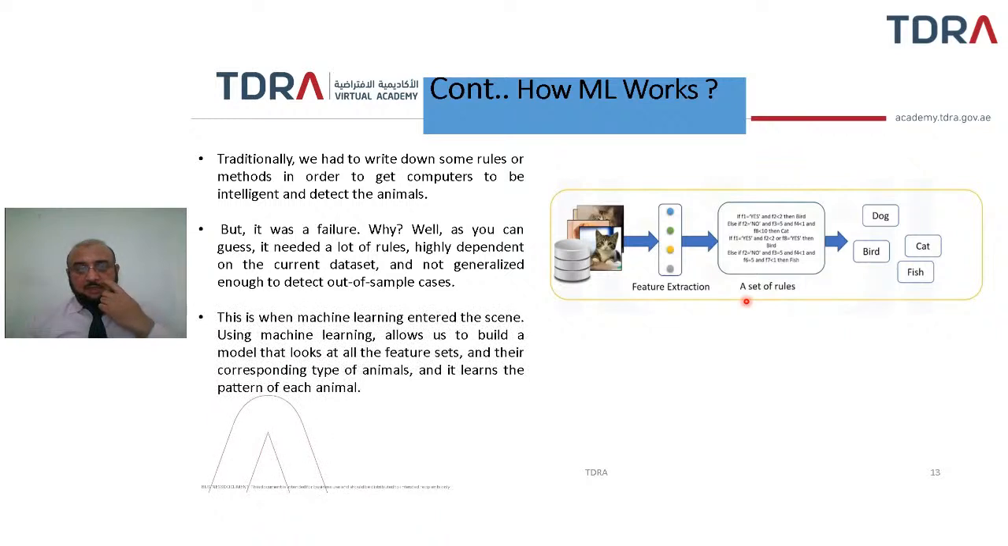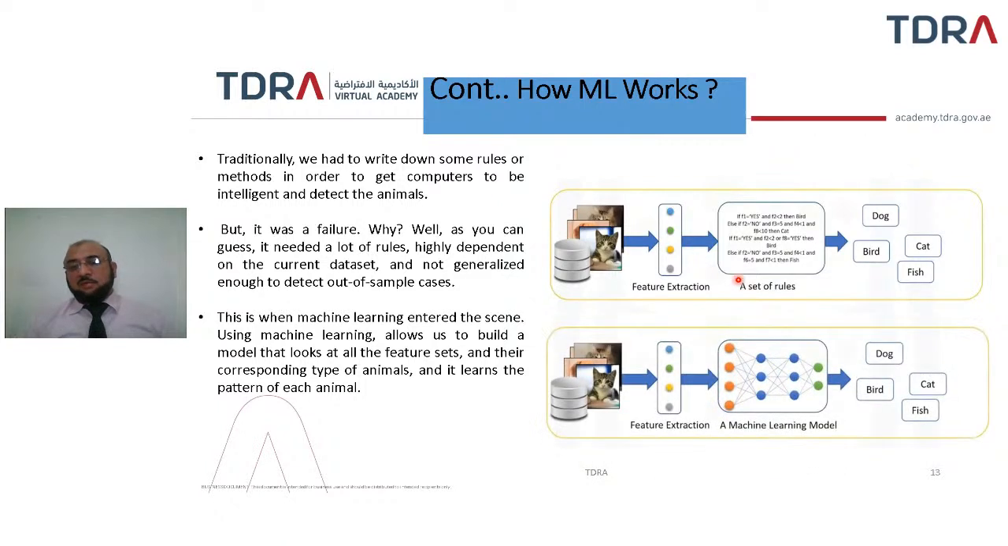So this is when machine learning entered the scene. Using machine learning allows us to build a model that looks at all the feature sets and their corresponding types of animals, and it learns the pattern of each animal. Here, we provide the data set to the machine learning model, and then we provide the sample, and the model will learn by comparing and analyzing the features of the already fed data with the labels.